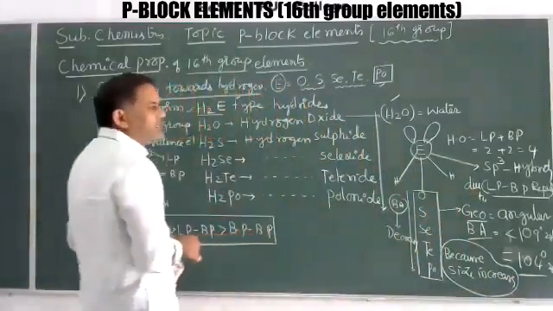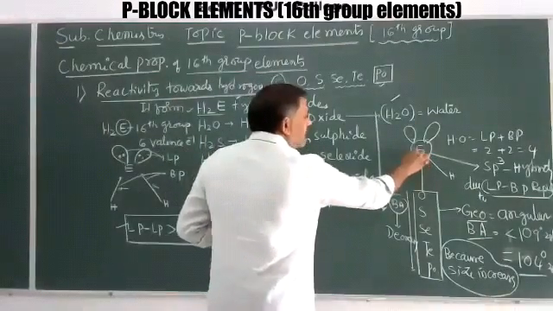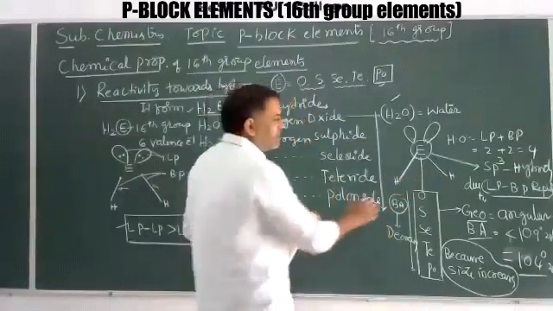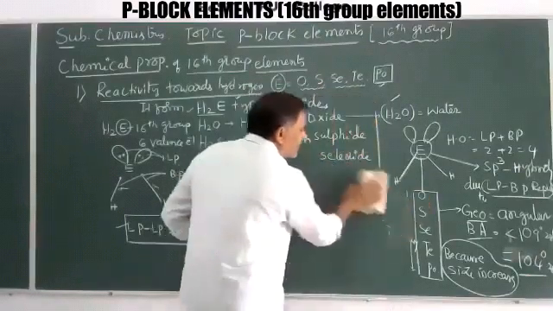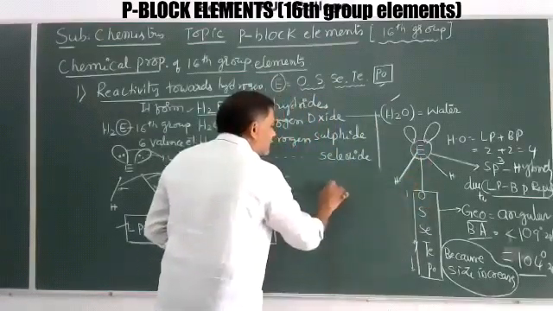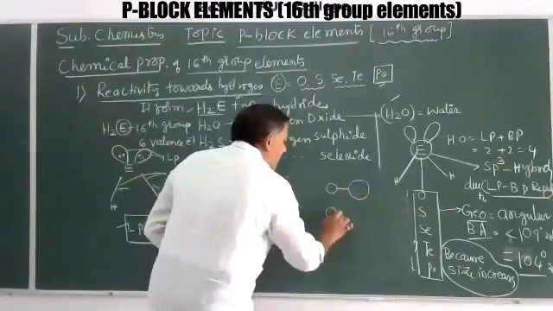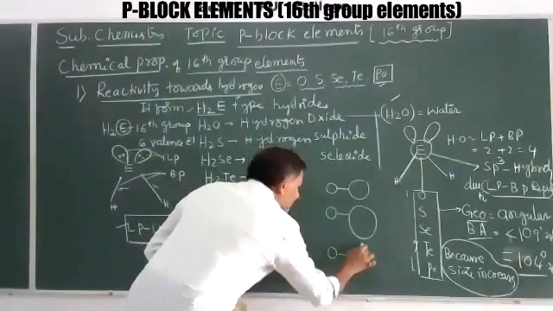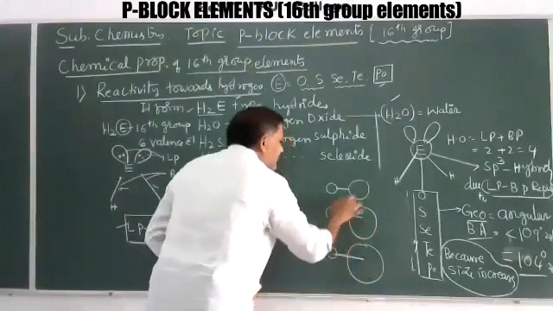As the size increases, the bond length between the central element and hydrogen also increases. The hydrogen size is common in all cases, but here it is oxygen, here sulfur, here selenium. So the distance between the central element and hydrogen increases.